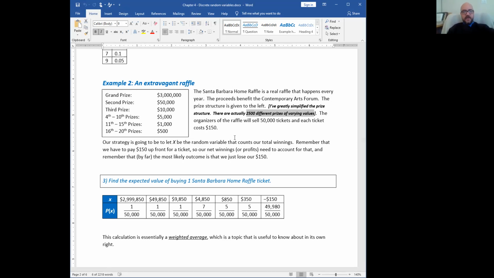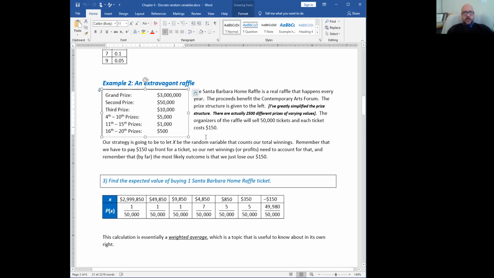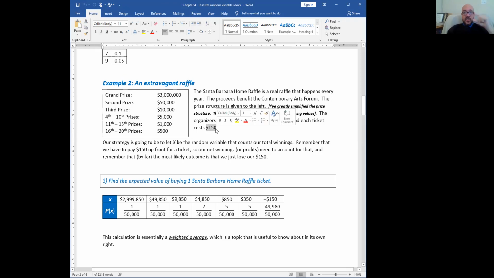In other words, the expected value for somebody who is buying a raffle ticket. So what we're going to do is just use these outcomes. We're going to ignore all the other potential outcomes that you could get, because that's a lot of typing. And we're just going to put in these guys. And the thing we have to keep in mind is that the tickets all cost $150. So the actual amount that you win is this amount minus $150.